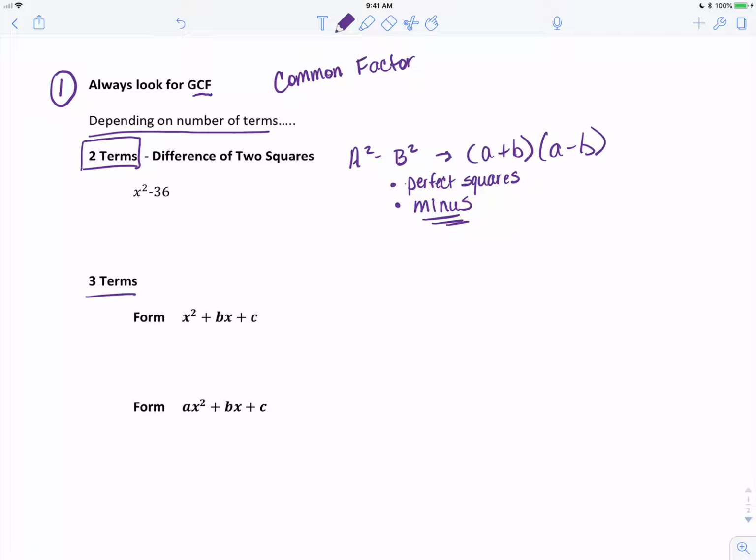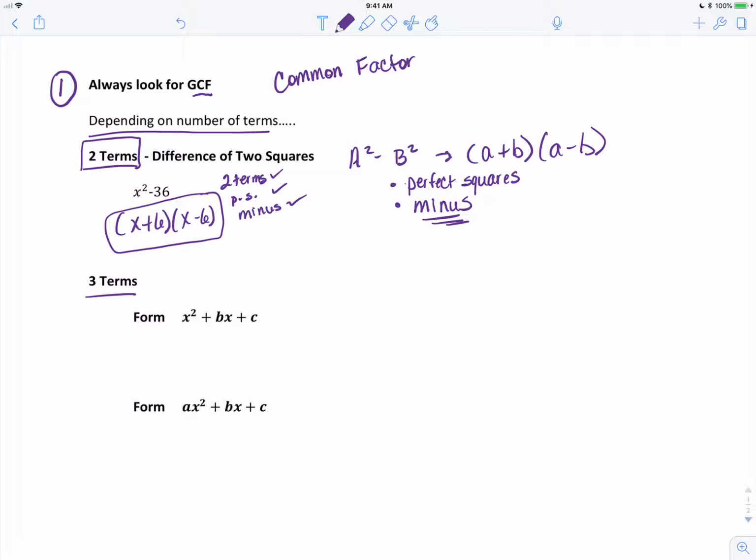Okay, so in this example, x squared minus 36, 2 terms. So go down your checklist: 2 terms, perfect squares on both sides, yes, and a minus in the middle, yes. So that should factor into x plus 6, x minus 6.